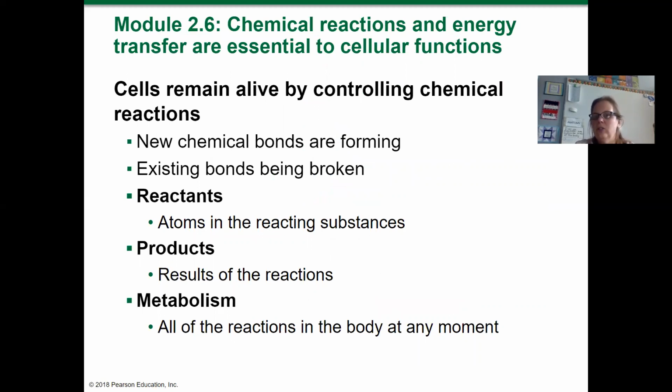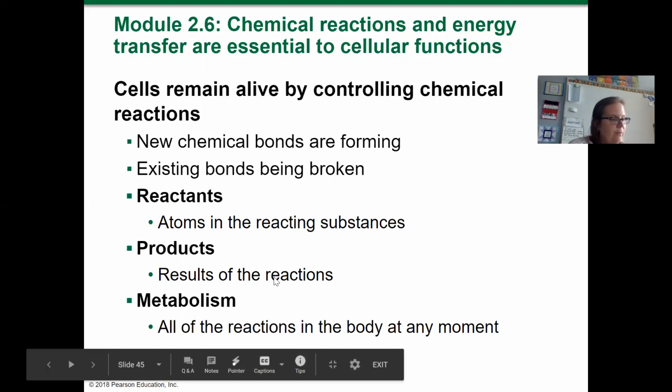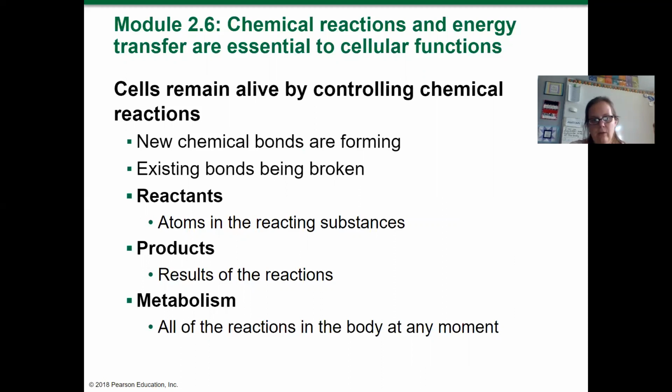That's how cells function, through chemical reactions, especially when we start talking about the systems. When we get to the point of talking about systems, they're all controlled by chemical reactions. If you remember, the reactants are what goes into the whole reaction and products come out. Metabolism is any of the reactions in the body at any moment.